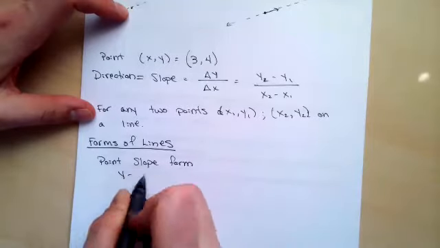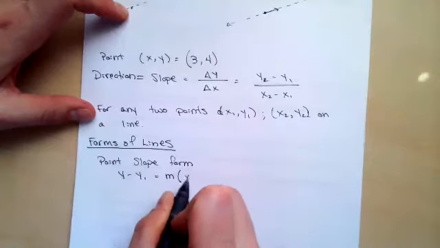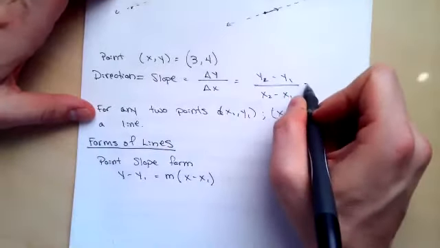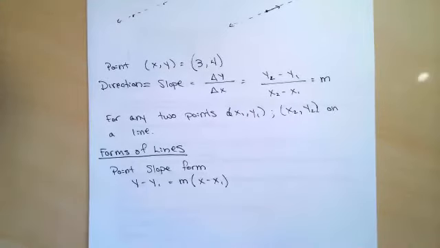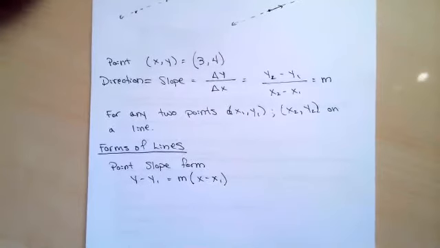Which has the form y minus y1 equals the slope times x minus x1. And I guess I should write that somewhere. Our slope, we often denote by the letter m when we're working with lines. Of course, we can use any letter. M is just a common letter.